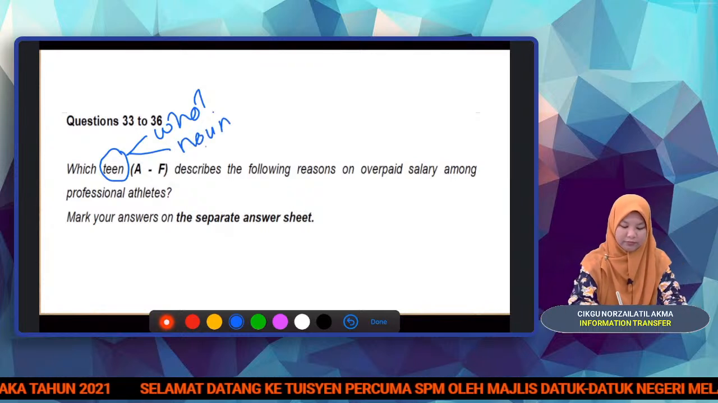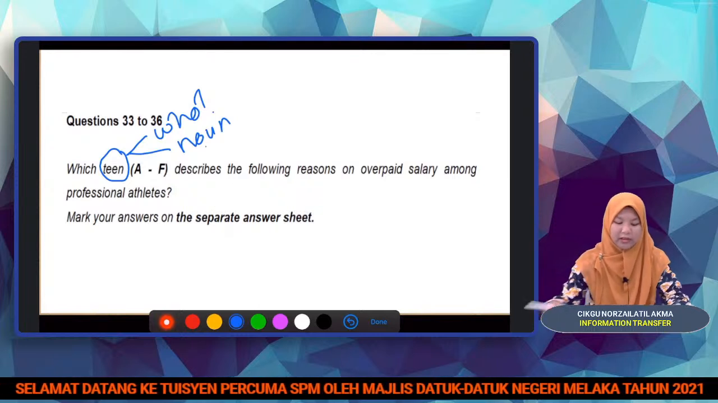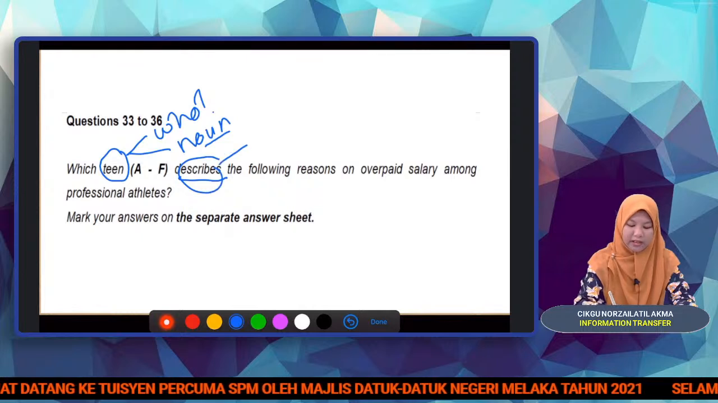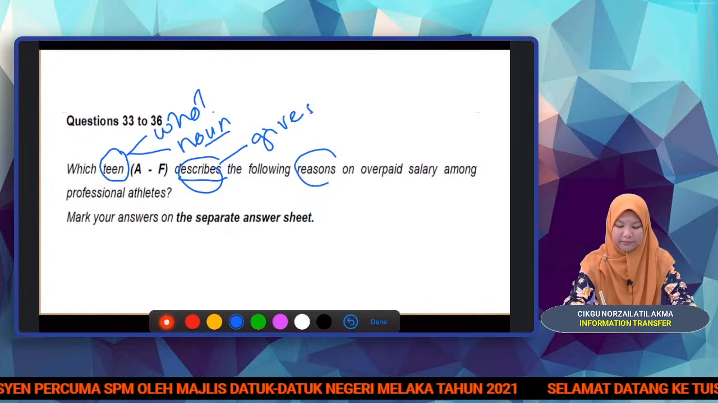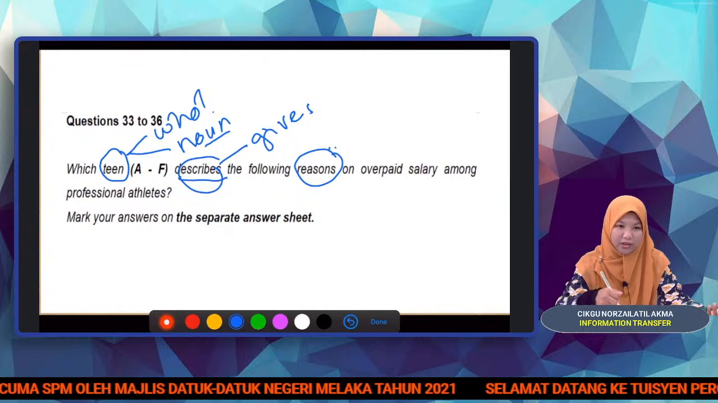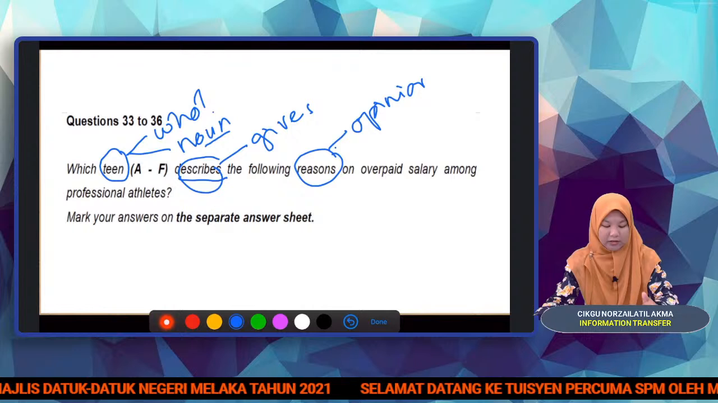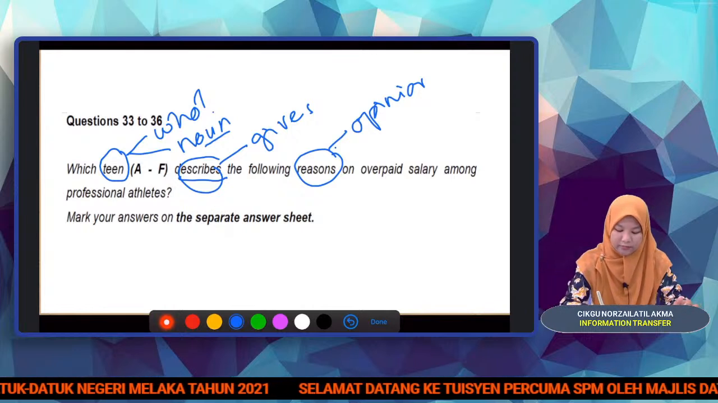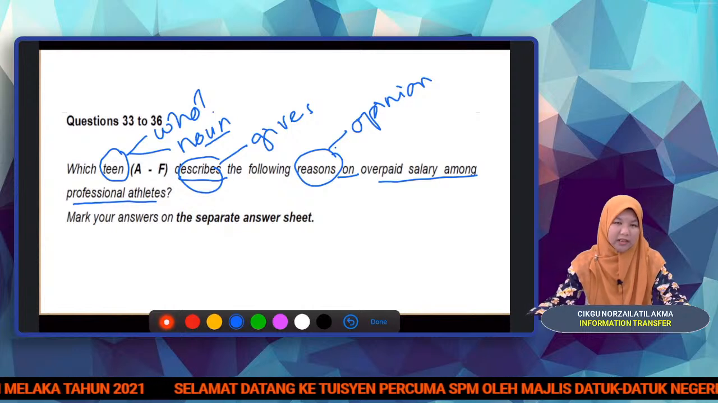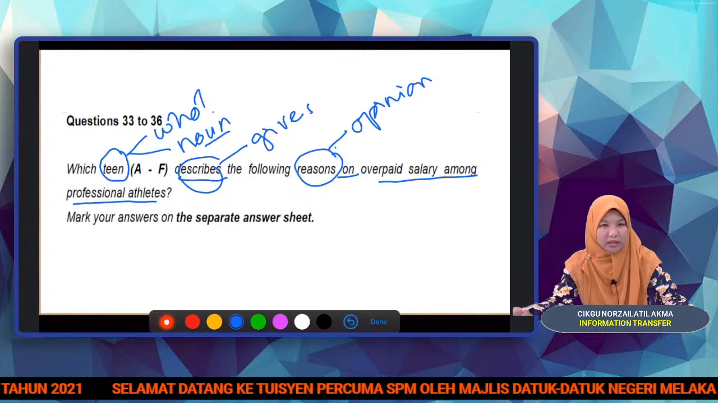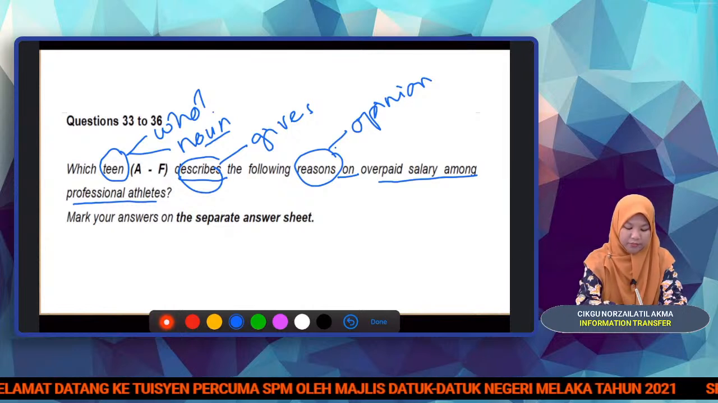A noun. The noun who does what? The person who does what? Here, describe. To make it easier, you can say that it is give. Who gives? Reason, if you base it on the rubric, it can be opinion. Pardon my handwriting. So it means who gives opinion on overpaid salary among professional athletes. Questions 33 to 36 basically ask you who gave opinion on the issue.